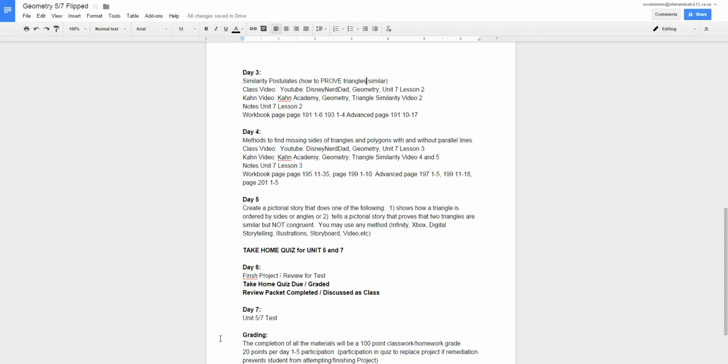Okay, guys, we are on day 3 of the Unit 5 and 7 combined mashup, where we're going to be talking about similar polygons and triangles, but more specifically now we're going to talk about how you prove triangles similar. So this is the Unit 7 Lesson 2 notes, and then of course we have some workbook pages to go with it, page 191 and 193.